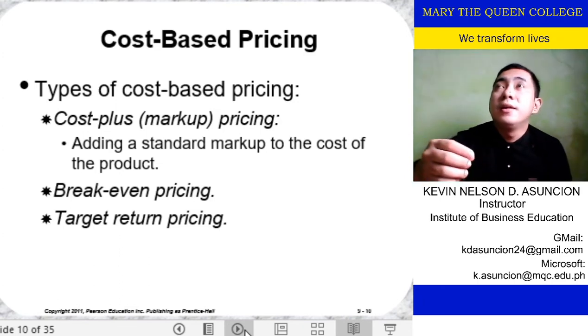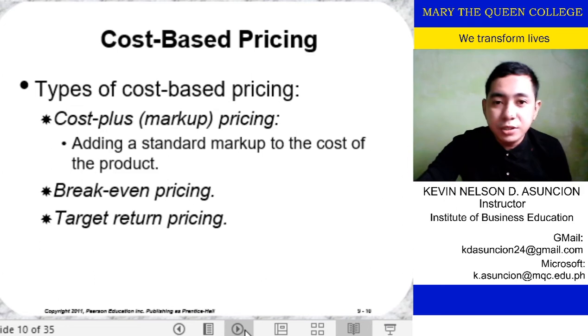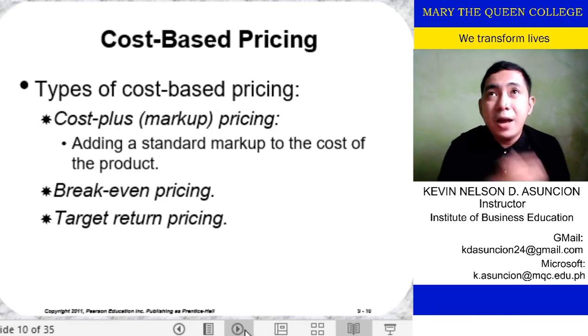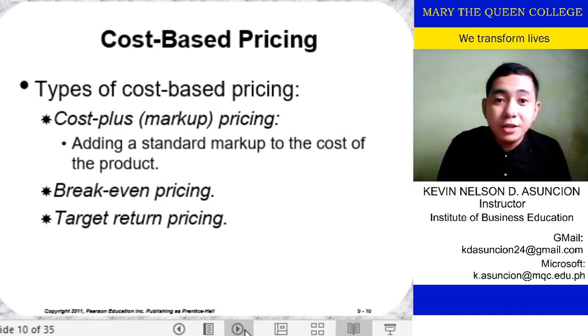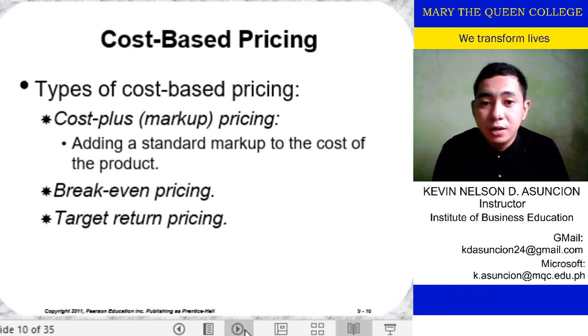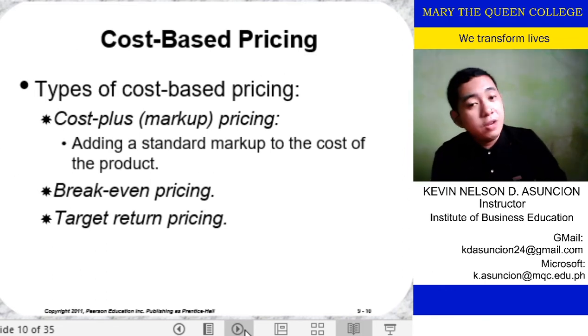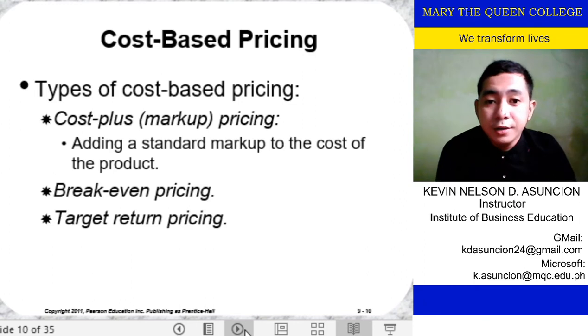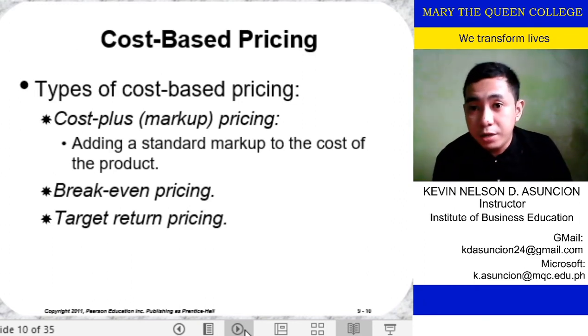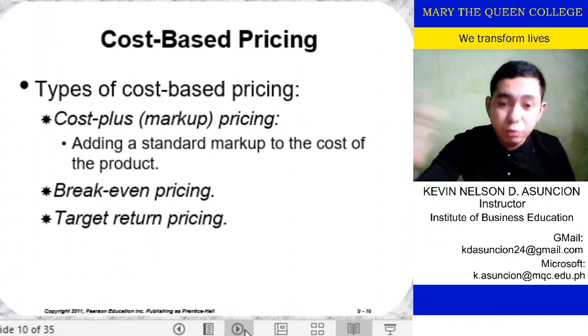Parang nilalagay mo sa cost ng product mo or sa price ng product mo yung expected na kita mo para makuha mo nga yung return na hinahanap mo. So, halimbawa at the end of 3 years you want, or part of your target is that you will be earning 3 million in particular. So that 3 million will be divided, no, into the number of products sold, no, or to be sold.